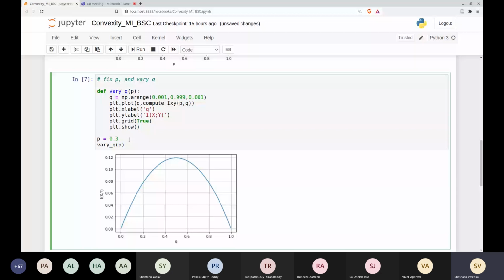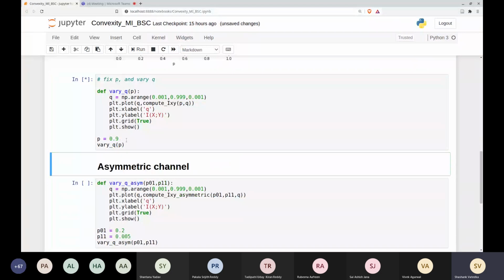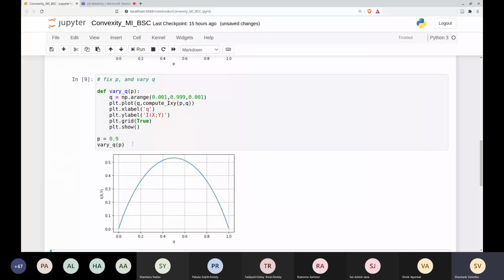So if I take Q equal to 0.7, or 0.9, then the maximum value of the mutual information changes, but the maximizing Q is always the same. It's also always equal to half. Can someone say why this is the case?